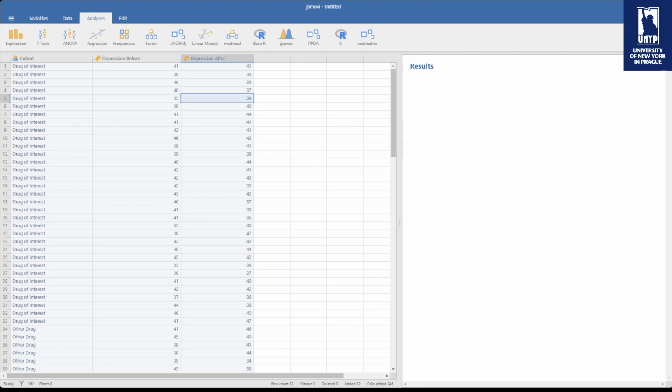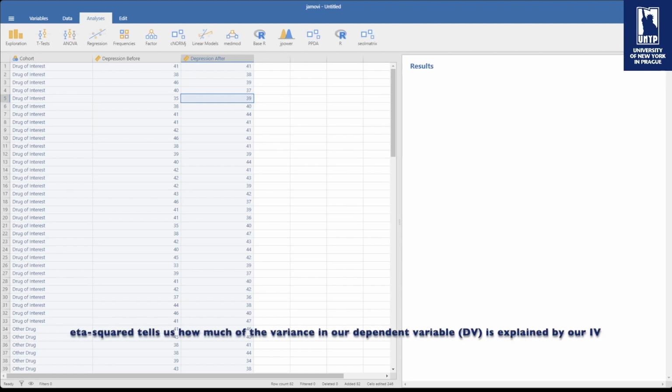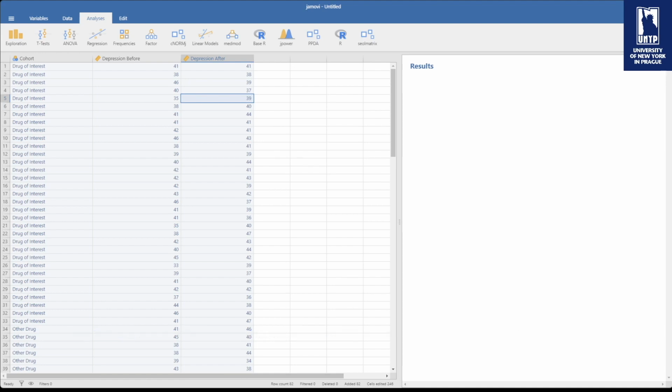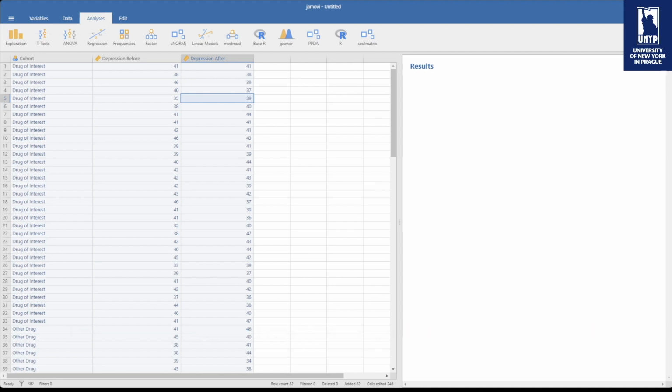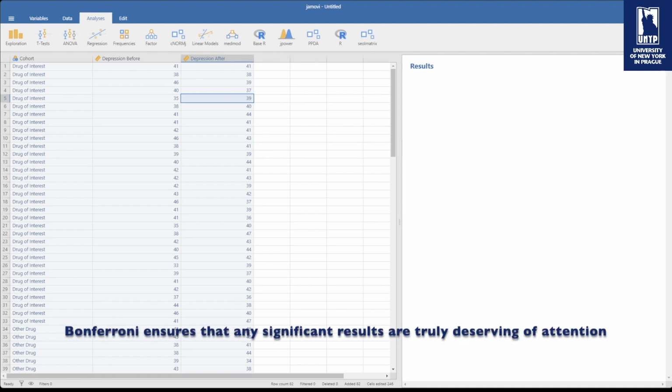So, effect sizes, well, as usual, eta squared tells us how much of the variance in our dependent variable is explained by our independent variables. It's like the life of our statistical party. And post hoc tests, well, Bonferroni is the bouncer, keeping our type 1 errors in check by adjusting the significance levels. Why does it work? Well, because he's probably from some Italian mafia. I'm Italian myself, I would know. But no, jokes aside, because Bonferroni is cautious, ensuring that any significant results are truly deserving of attention.